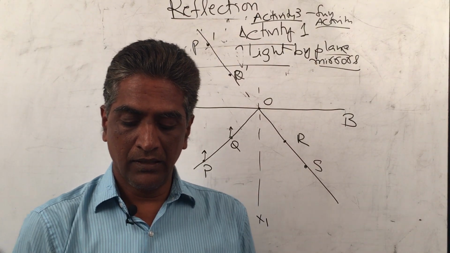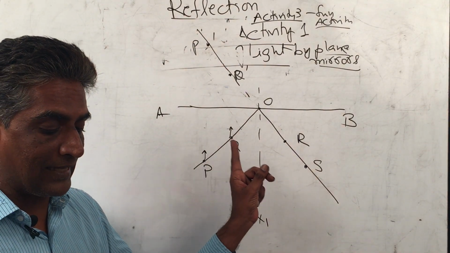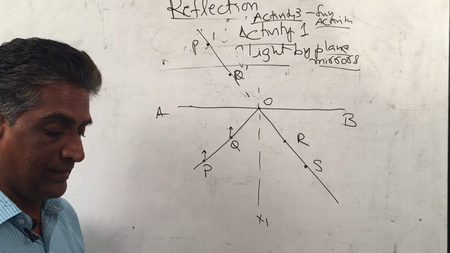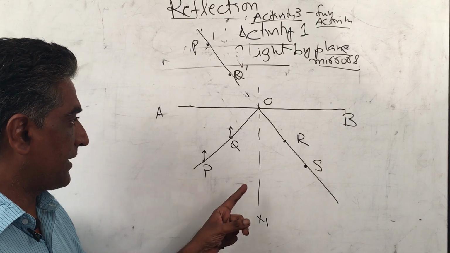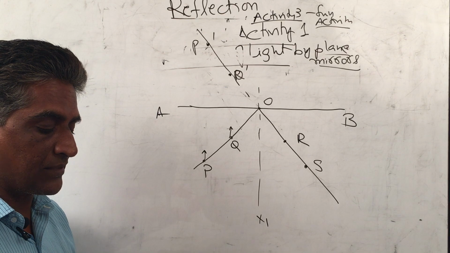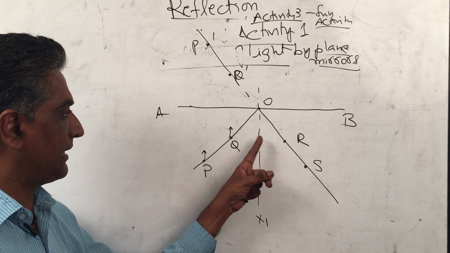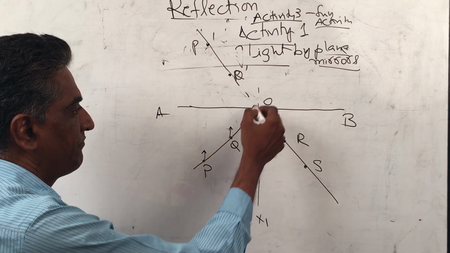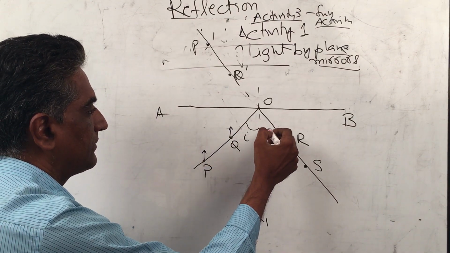Now we can measure the angle between RS and ON. Measure the angle between RS and ON, the angle of reflection, and you will find the angle of incidence is equal to the angle of reflection. So you know this angle and this angle, they will be equal. So this is I and this is R.